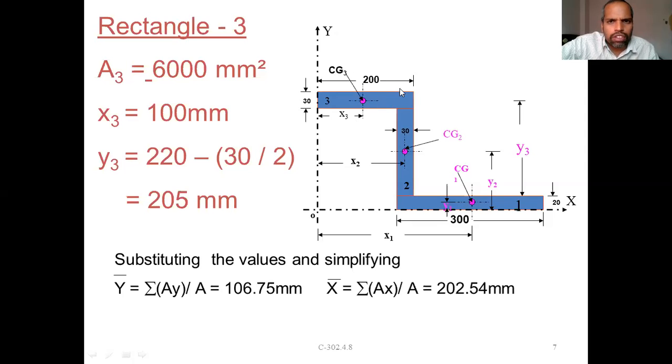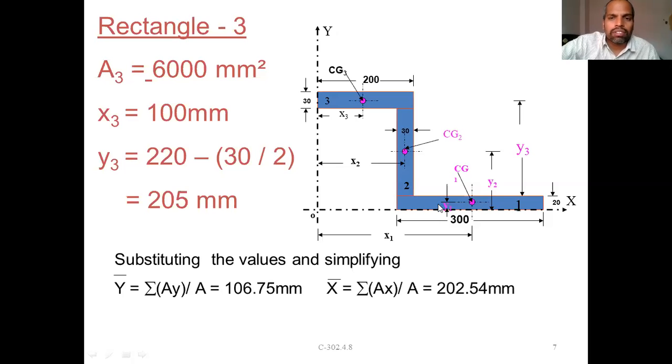If you see this top flange, the rectangle 3, what is the area? 200 into 30 means 6000. Similarly, if you see the bottom one, 300 into 20 means again 6000, right? Again 6000 only. So the areas of the top and bottom flanges are the same.